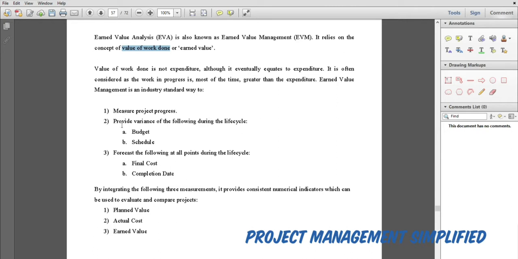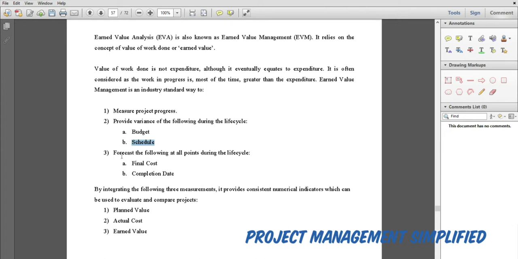It also provides variance of the following during the life cycle of the project. It provides you with the variance of the budget itself. So we have a budget for the project, for example 1 million reals, and we want to check whether we have spent more than what is required at that specific date, and whether we are working according to schedule, behind schedule, or ahead of schedule. So we can check the variance during the life cycle of the project.